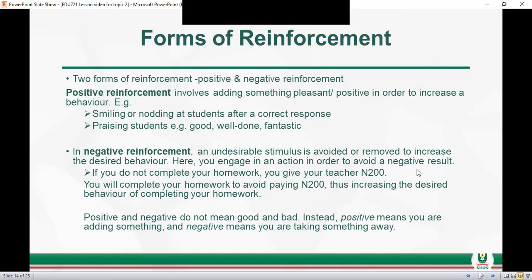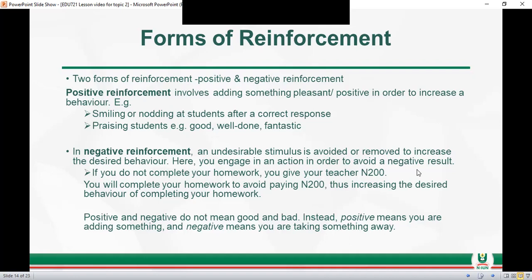A child does something, you smile at the child. A smile is also a form of reinforcement. A child does something good, you praise the child, give a thumbs up, or give a nod of approval. All these incentives are forms of reinforcement. Smiling at somebody who has given a correct response, praising, and all of those are forms of positive reinforcement.